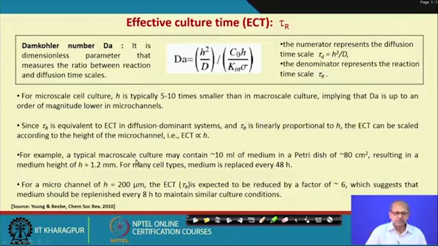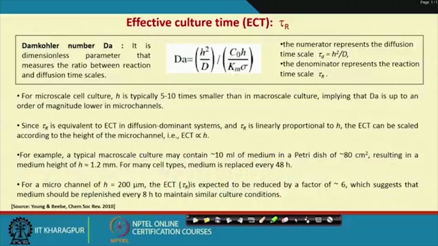Taking this into consideration, we can calculate for microfluidic cell culture: when H is 200 micrometer, the effective culture time tau r will be reduced by a factor of 6, which suggests that media should be replenished every 8 hours. This data is generated by general modeling, and it is not true for all cells, because each cell behaves differently and cell growth is different in macro scale and micro scale.